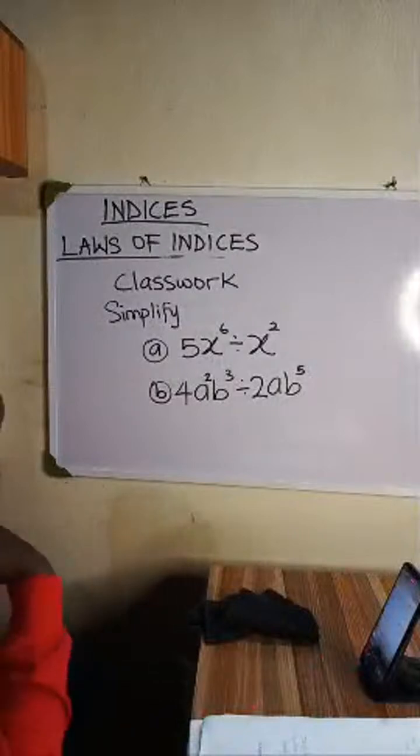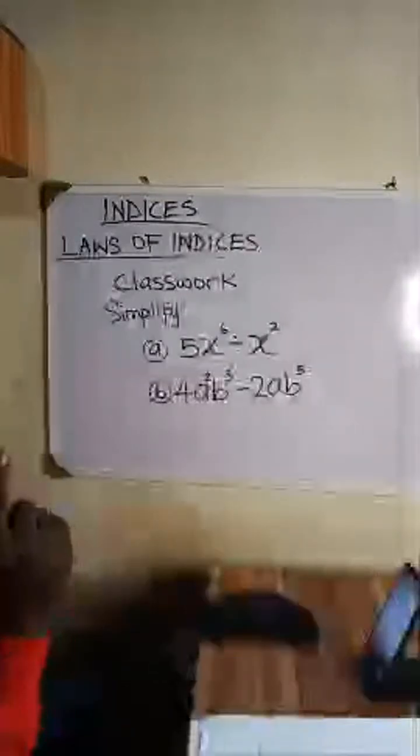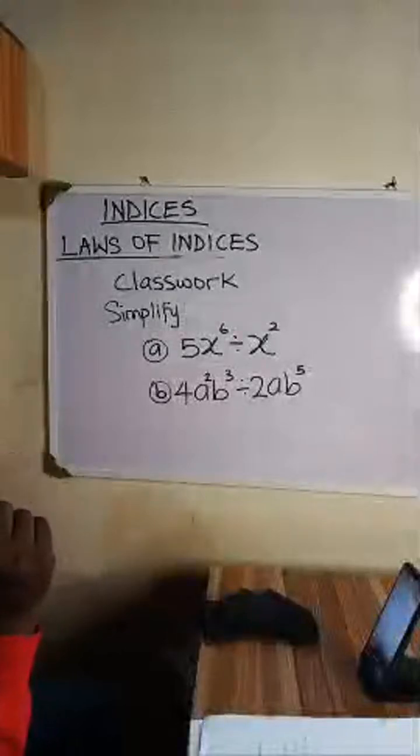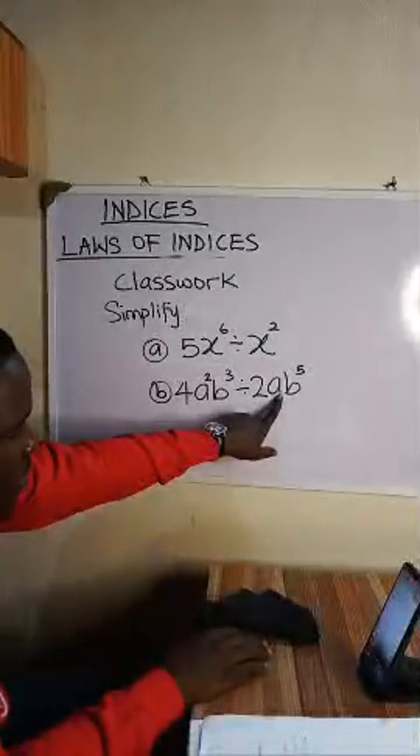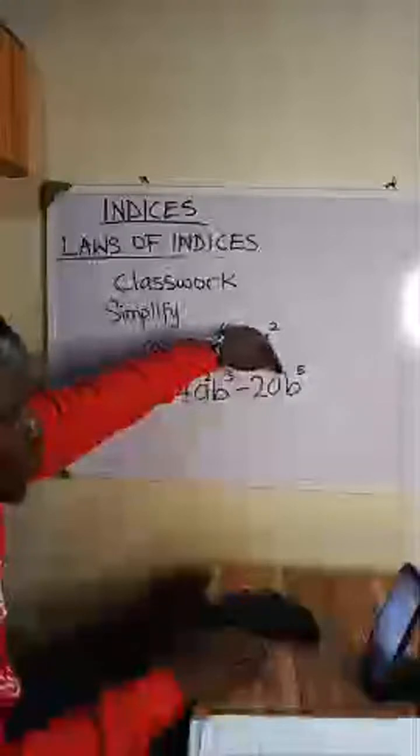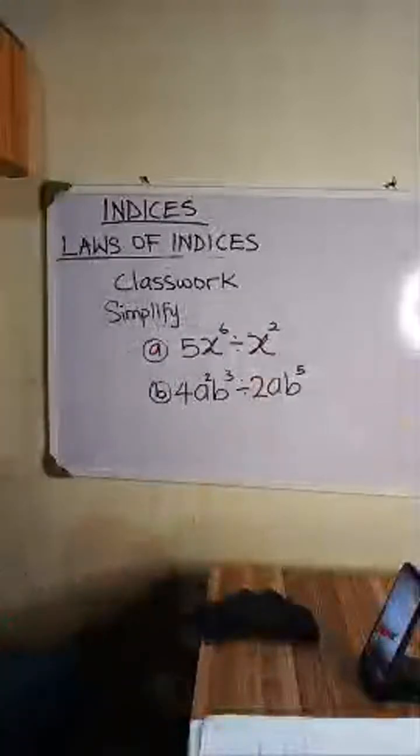How did you get A to the power of 2? Your B is correct. B to the power of minus 2 is correct. But this A here has an invisible exponent of 1. So there's actually a 1 here, an invisible exponent there.